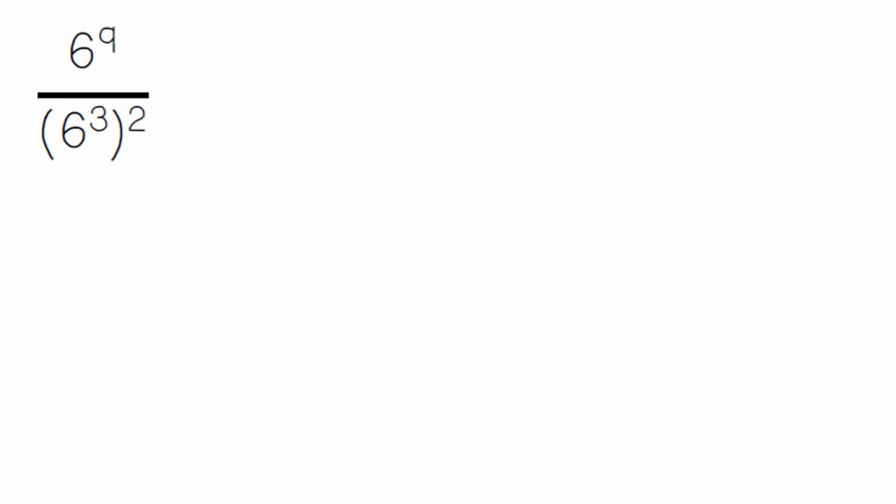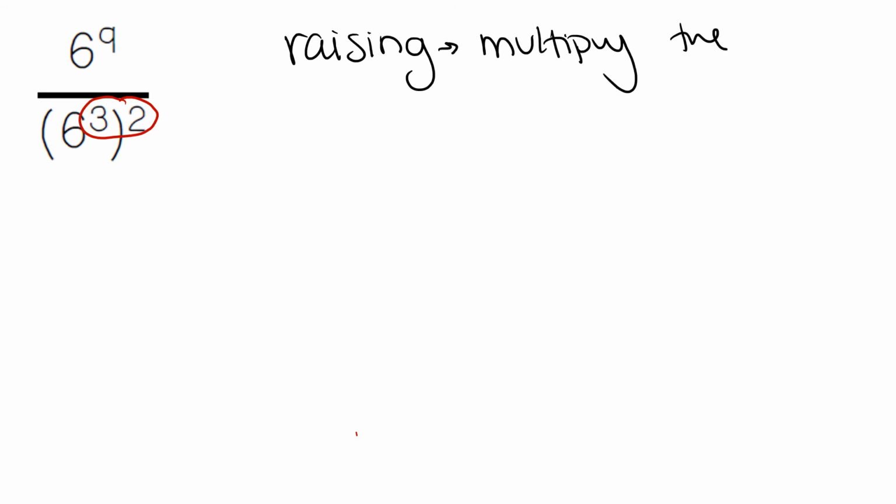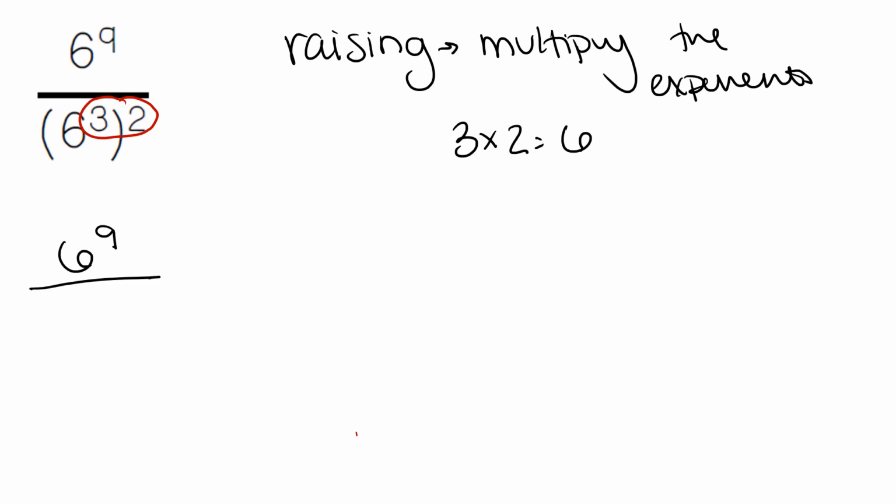For this problem, we have 6 to the 9th divided by 6 to the 3rd raised to the 2nd. We're going to start with the raising to the power because that has more pieces to it. When we are raising to a power, we are going to multiply the exponents. And so our exponents are going to be 3 and 2, which multiply together to give us 6. So we're going to rewrite our problem. 6 to the 9th is going to stay on top. We didn't use that piece. And on the bottom, we have our 6 and our new exponent, 6.